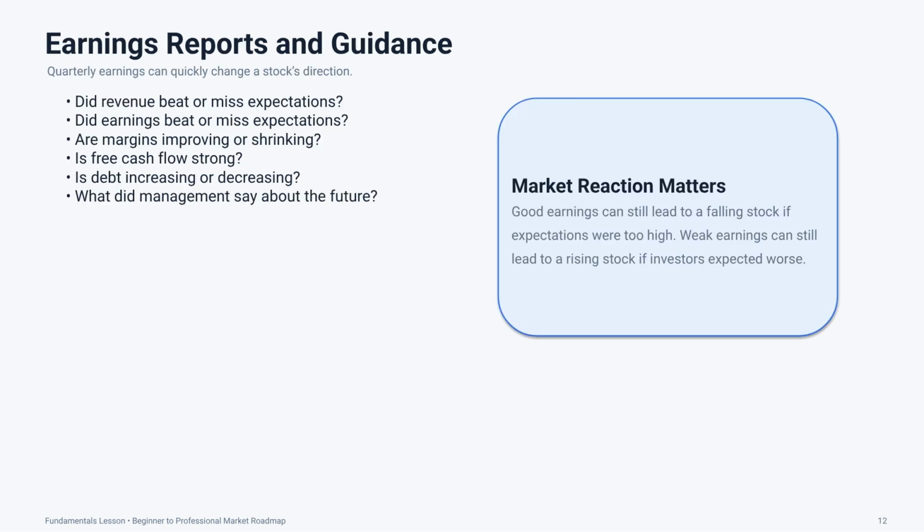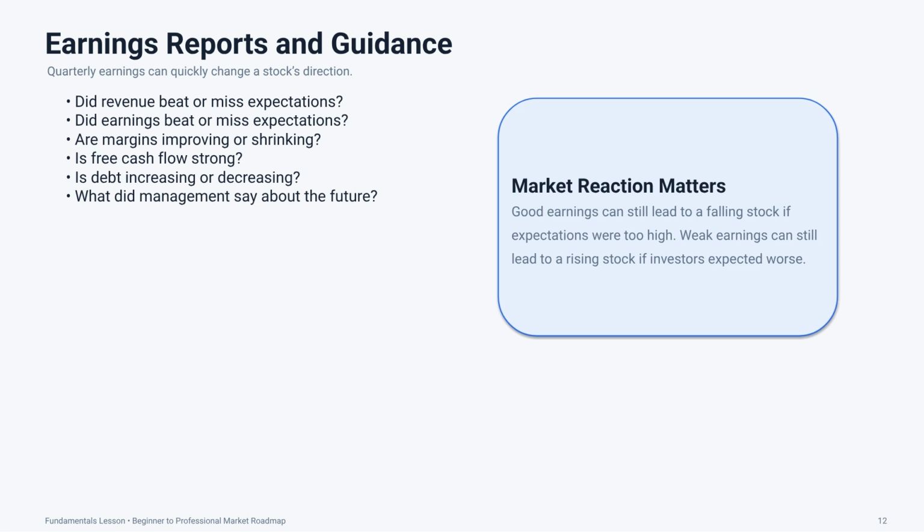Earnings reports are released every quarter and can quickly change the direction of a stock. When a company reports earnings, investors want to know if the company performed better or worse than expected. We look at questions like, did revenue beat or miss expectations? Did earnings beat or miss expectations? Are profit margins improving or shrinking? Is free cash flow strong? Is debt increasing or decreasing? What did management say about the future?